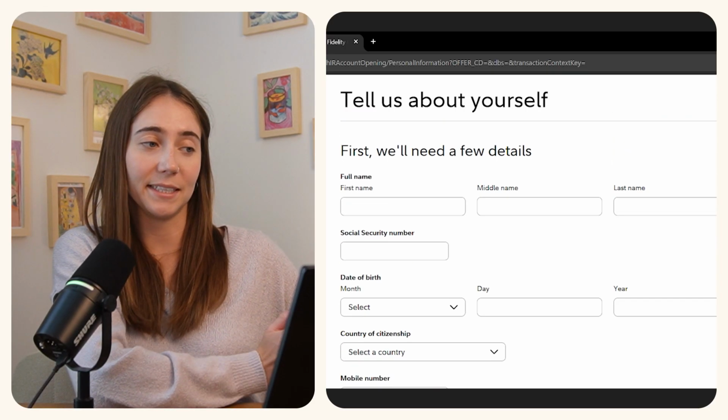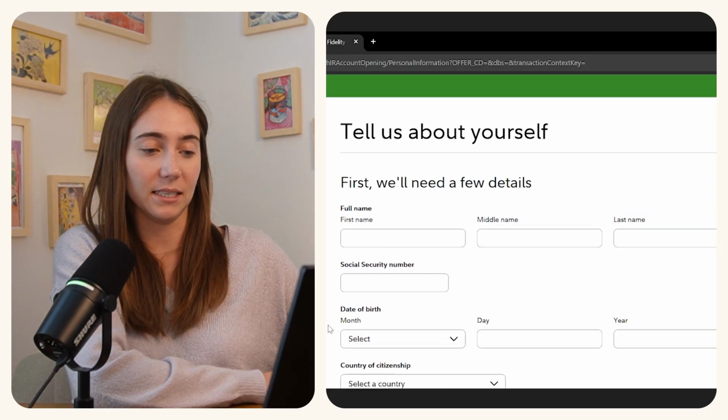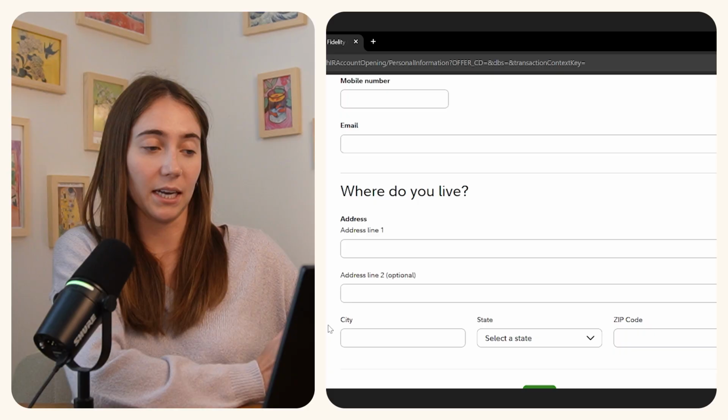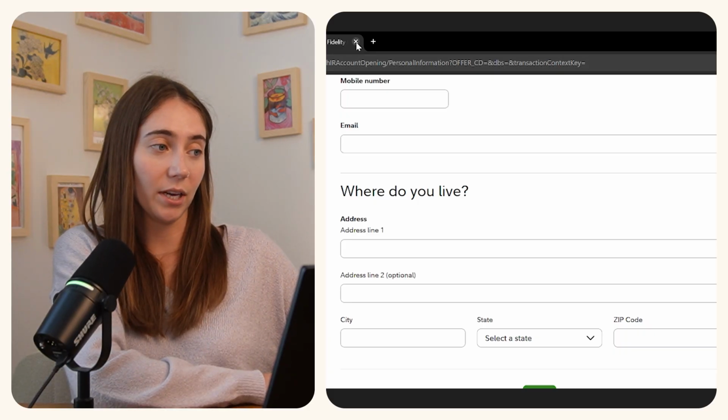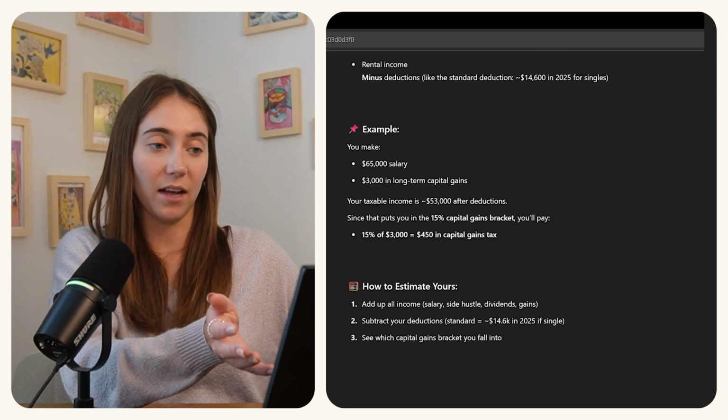I'm not going to go past this because I personally don't actually need a new account, but this is how easy it is to set up. You just go through and give them all your information, and then they will create an account for you. Great. So let's say I do in fact now have my Fidelity account.